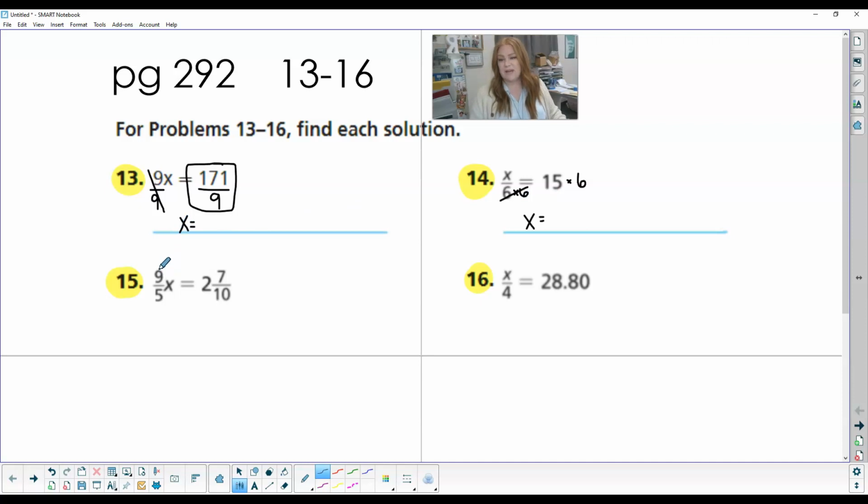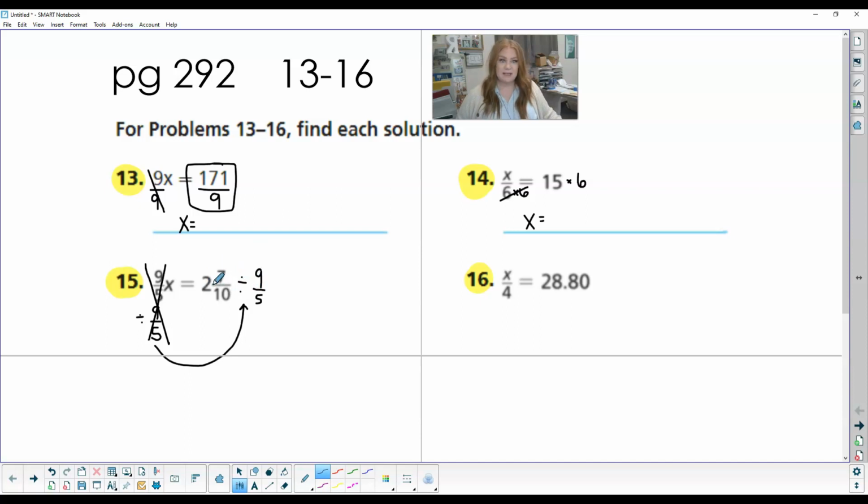Over here we have 9/5 x, so we are multiplying by 9/5. The opposite of that is to divide by 9/5. If we cancel that out, then I need to do the same thing over here, and I've got to bring it all the way to the back. So we're going to divide by 9/5. So 2 7/10 divided by 9/5.